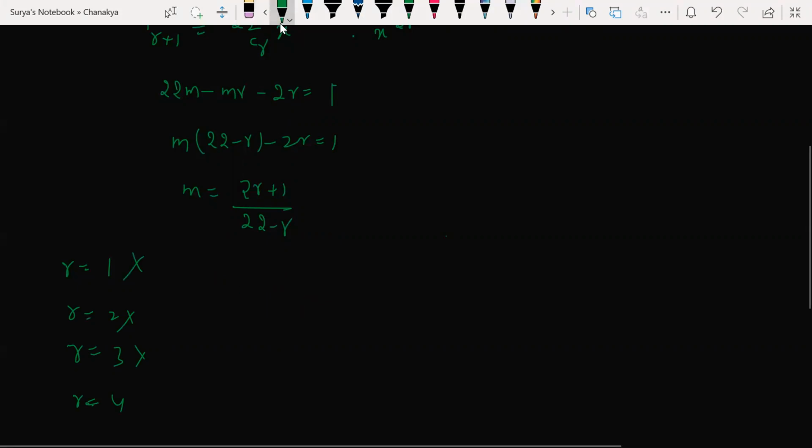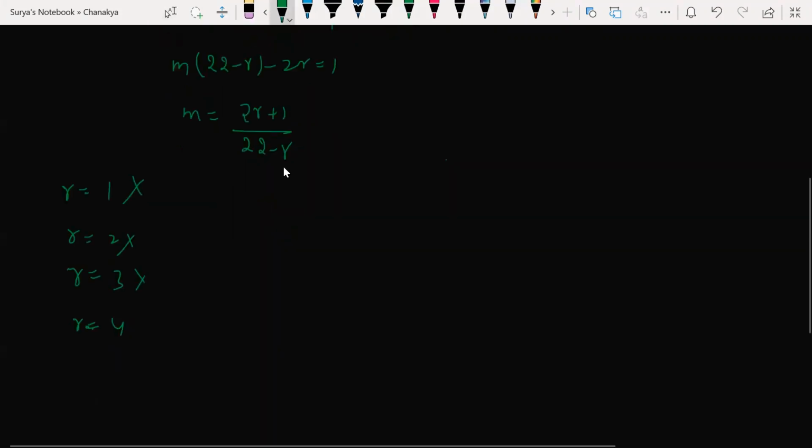You just go till R value 5 or 10. If I substitute R value 10, I'm still not getting a natural number. R value 10 is also not possible. R value 15, let us check: 31 by 7, this is also not possible. I'm not getting M value as a natural number.